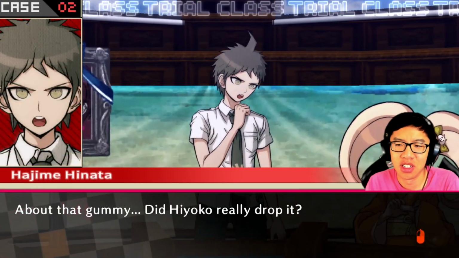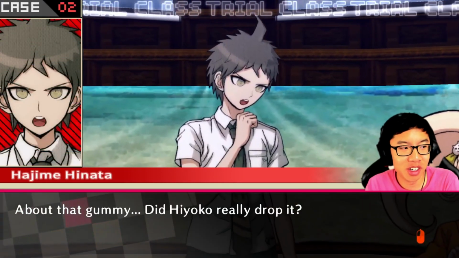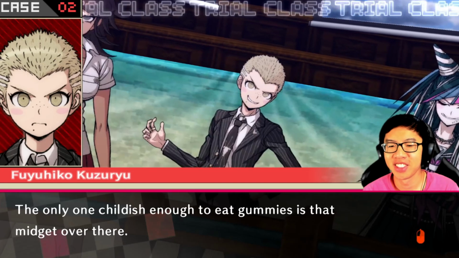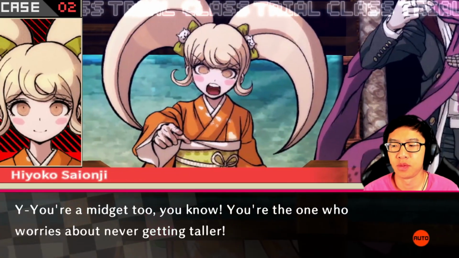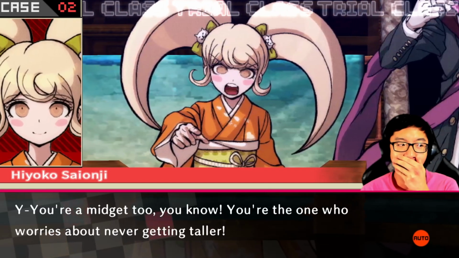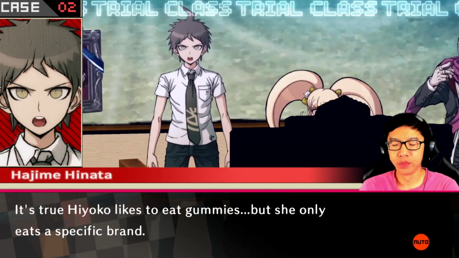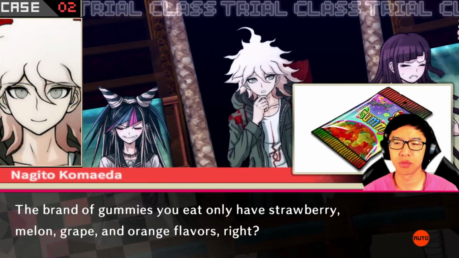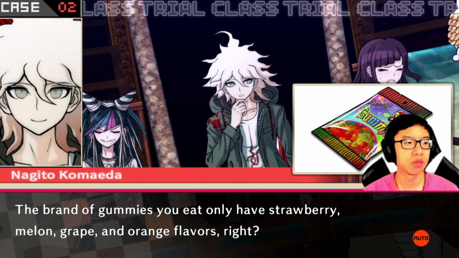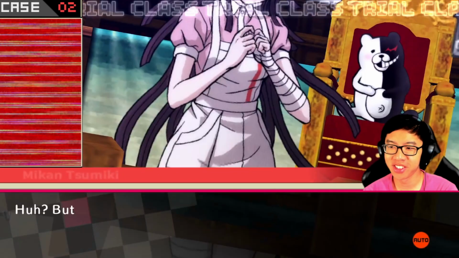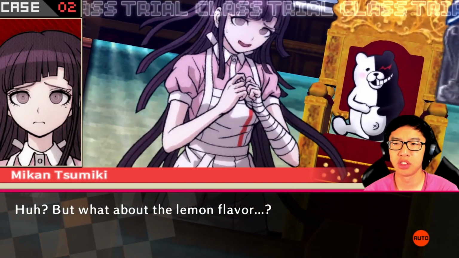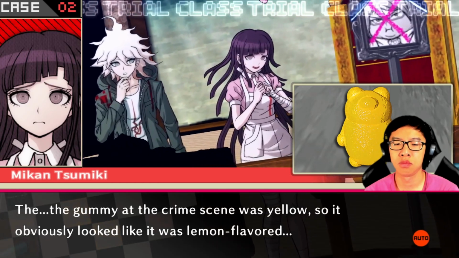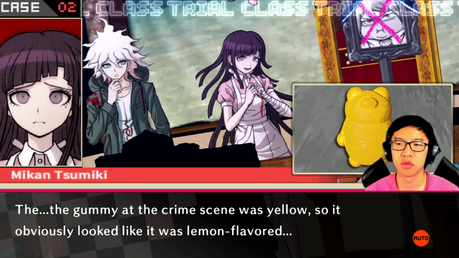About that gummy, did Hiyoko really drop it? Oh my gosh. The only one childish enough to eat gummies is that midget over there. You're a midget too, you know. You're the one who worries about never getting taller. It's true Hiyoko likes to eat gummies, but she only eats a specific brand. The brand of gummies you eat only have strawberry, melon, grape, and orange flavors, right? No yellow. Huh? But what about the lemon flavor?